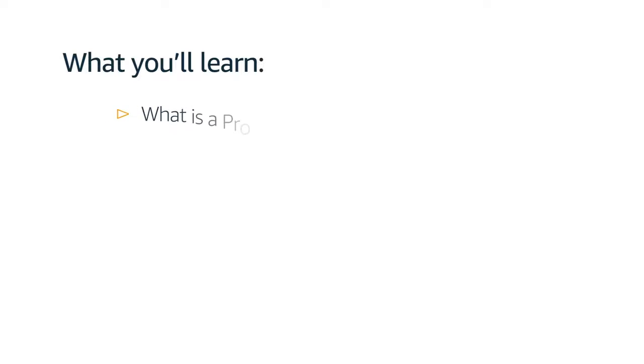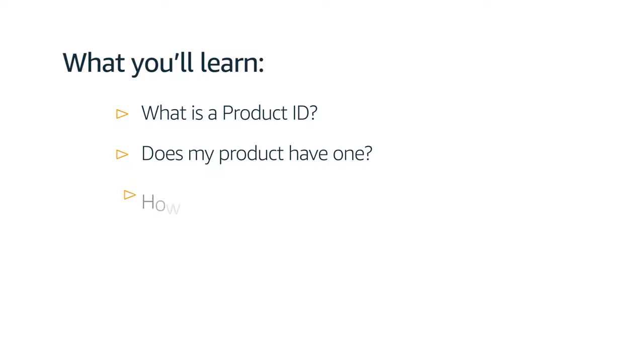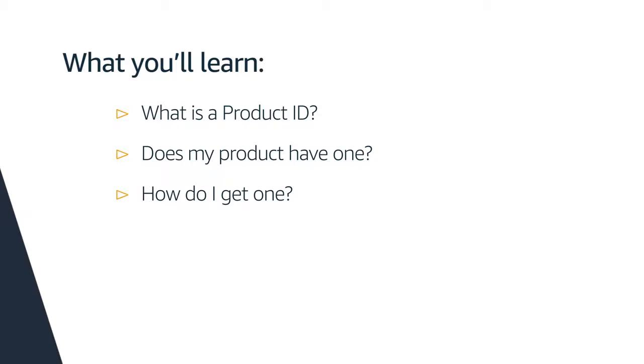Almost there. We are going to cover one last step you need to take before creating your actual product listing. By the end of this video, you will understand what a product ID is, whether your product has one, and, if not, how to obtain one.